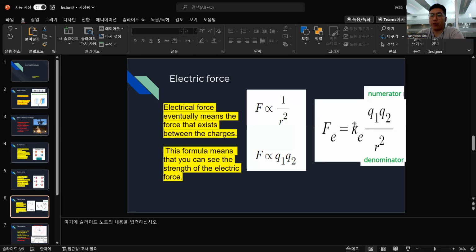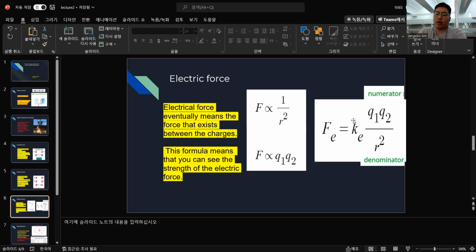I'm sorry to show you guys this kind of headache-making equation. But it's an important thing, yeah. First of all, the upper side, numerator, is charge, right? And here's the denominator, here's R. R means distance, okay? And K is a constant number. So which means, you guys need to learn about this concept.